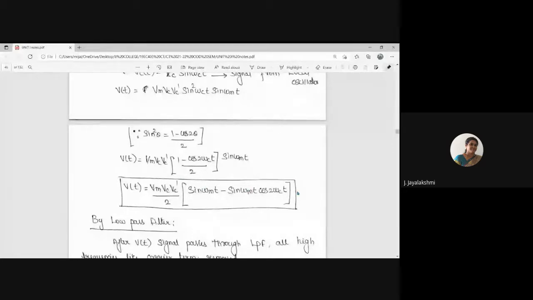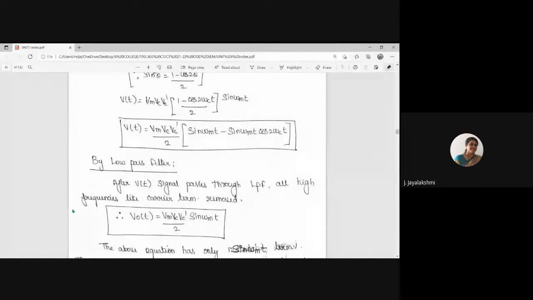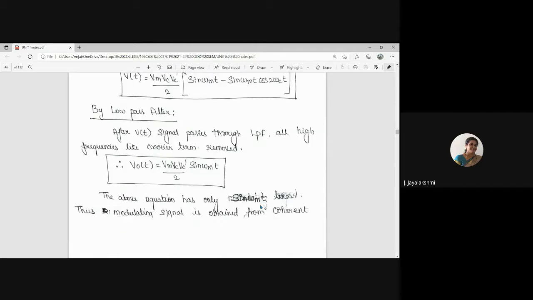And this signal is passed through a low pass filter. The low pass filter removes all high frequencies like the carrier term, so it passes only the low frequency signal. The carrier component is a high frequency signal, and all these high frequency signals get removed by the low pass filter. It passes only the modulating signal frequency, which is a low frequency signal. So the output of the low pass filter is going to have the amplitude factor Vm, Vc, Vc dash by 2 into the modulating signal.